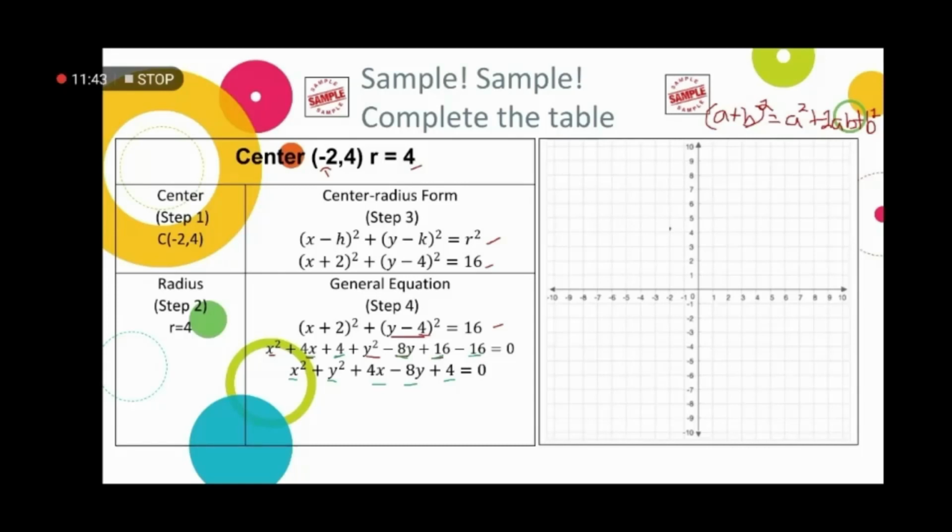Let's graph the given. First, we find the center at (negative 2, 4), and we have the radius 4, so we expect this circle. If we count the radius, 1, 2, 3, 4, and that's pretty much it. So we can graph and solve the center.